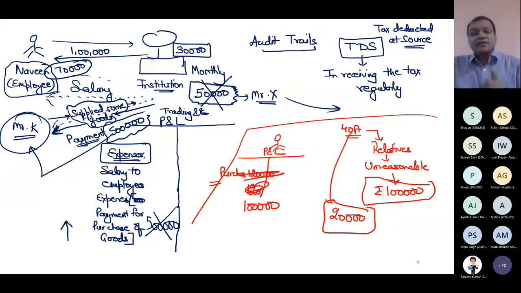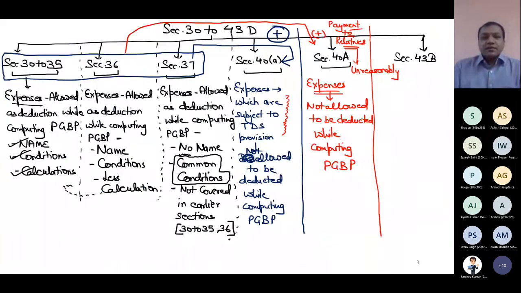40 capital A also covers expenses on which we have some extra condition to be checked. So I gave you some example only. So 40 capital A says that, first of all, just like 40 clause A, all the expenses which I will read for 40 capital A must have passed the test of section 30 to 35 or 36 or 37. Only then will they reach 40 capital A.